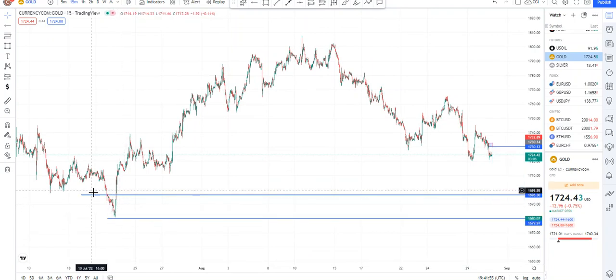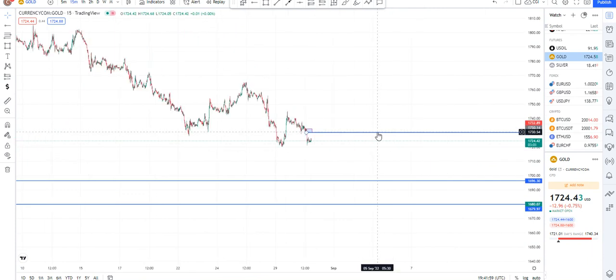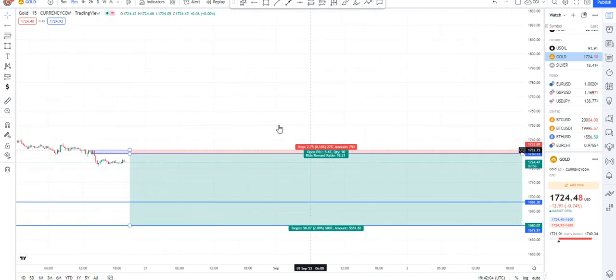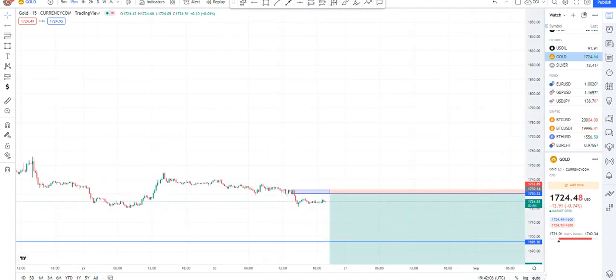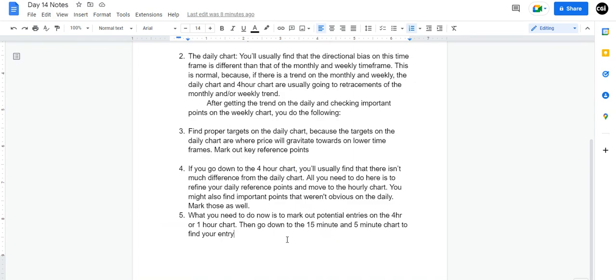So we find two targets on the higher time frames, and then we now find the tiny entry inside here, which is our 15 minutes order block. We find an order block on the 15-minute chart inside here, which is where we're going to sell. All right, this is where we're going to sell. We're going to sell at the 15 minutes order block.